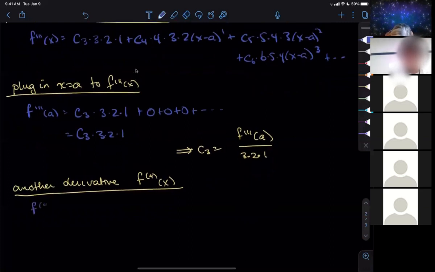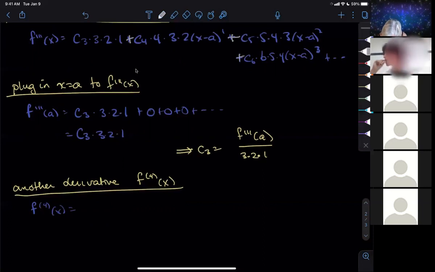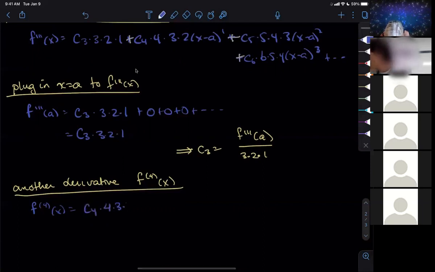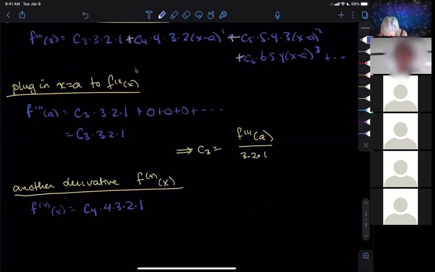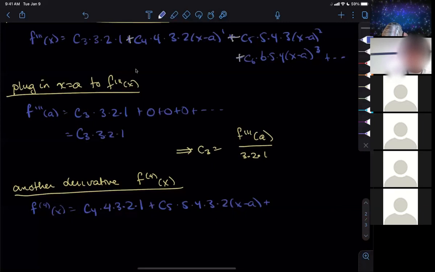Okay, so how are we going to take this derivative? f fourth of x is, that guy goes away. Here are the separations between the terms. The constant term goes away as usual. And now I'm going to get C4 times 4 times 3 times 2 times 1, since the derivative of x minus a is 1. Plus C5 times 5 times 4 times 3 times 2 times (x minus a). Plus C6 times 6 times 5 times 4 times 3 times (x minus a) squared, and some more stuff.